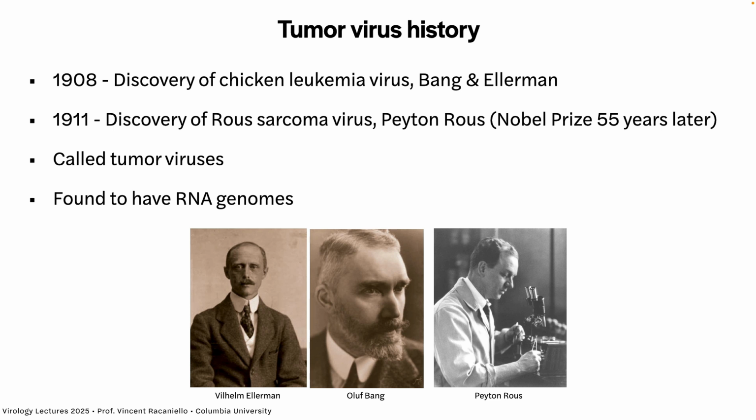So this is a little introduction to tumor viruses, which we'll talk about in a separate lecture about how viruses cause disease. This is the discovery of tumor viruses and how they work. So this starts in 1908. Chicken leukemia virus is discovered. So a virus that causes leukemia of chickens.